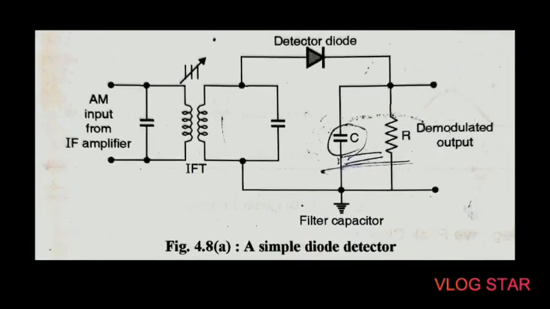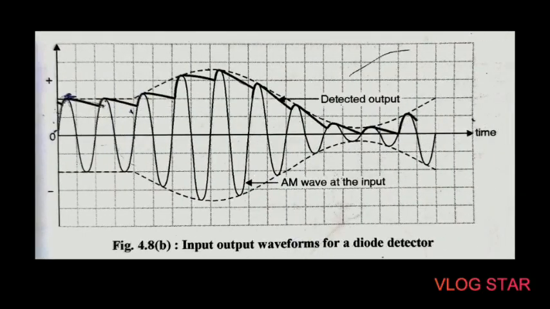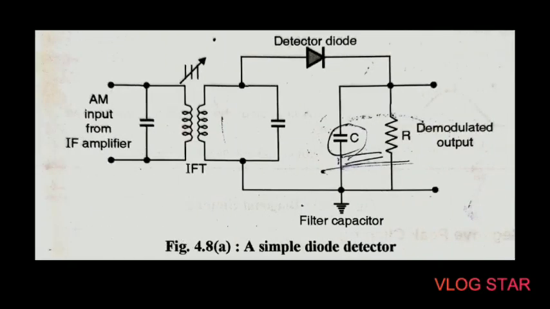Okay. So here let us see first how it will work. Here the output of this IF amplifier is AM wave. Only thing is the frequency is IF, that is intermediate frequency, instead of the original carrier. However, there is no change in the envelope of the AM wave. This is the envelope of the AM wave. So in every positive half cycle of the input, the detector diode is forward biased, and it will charge the filter capacitor C connected across the load resistance. This is C filter capacitor, which is connected across this load, and charges to almost the peak value of the input voltage.